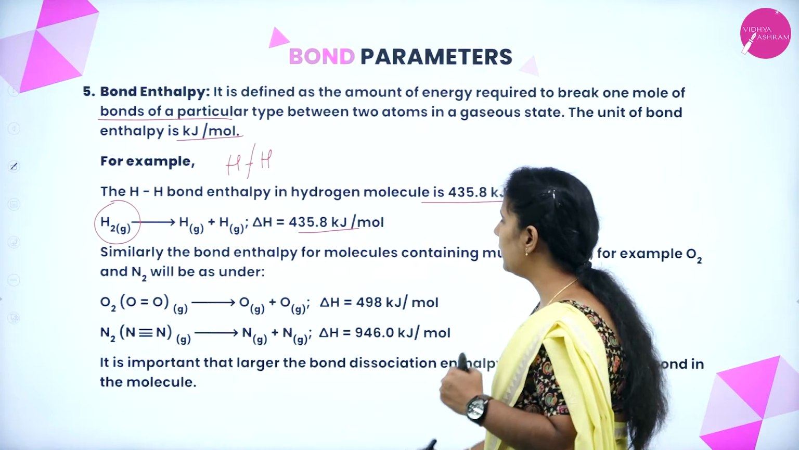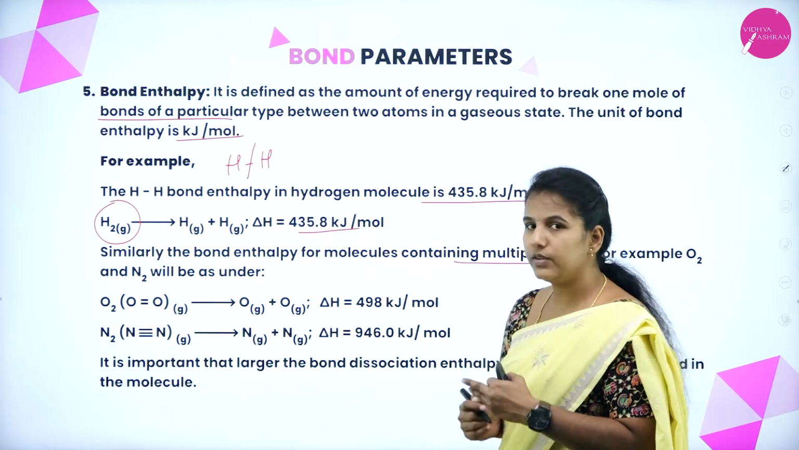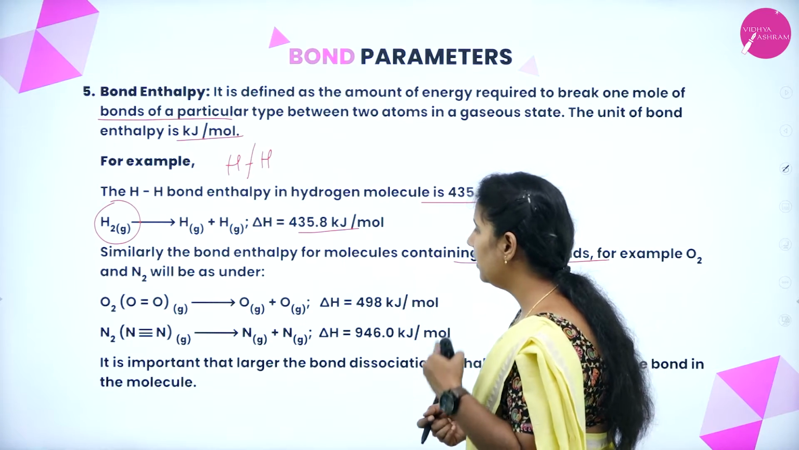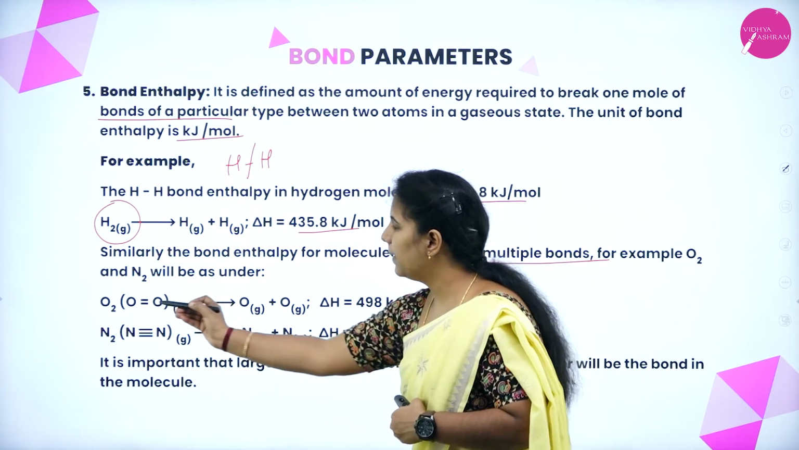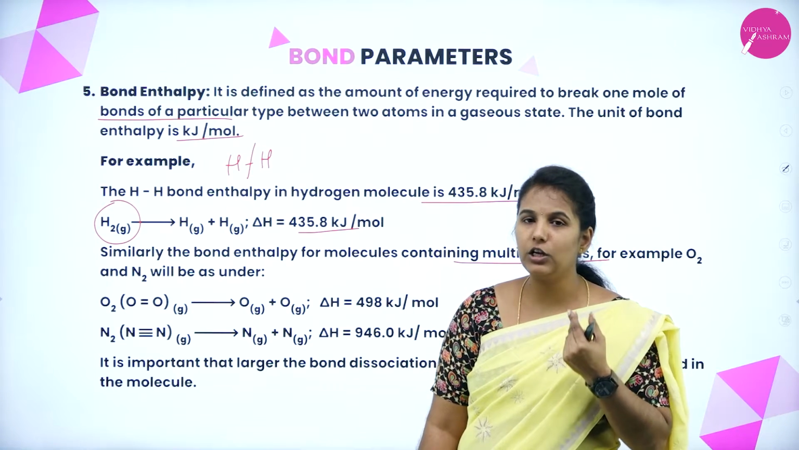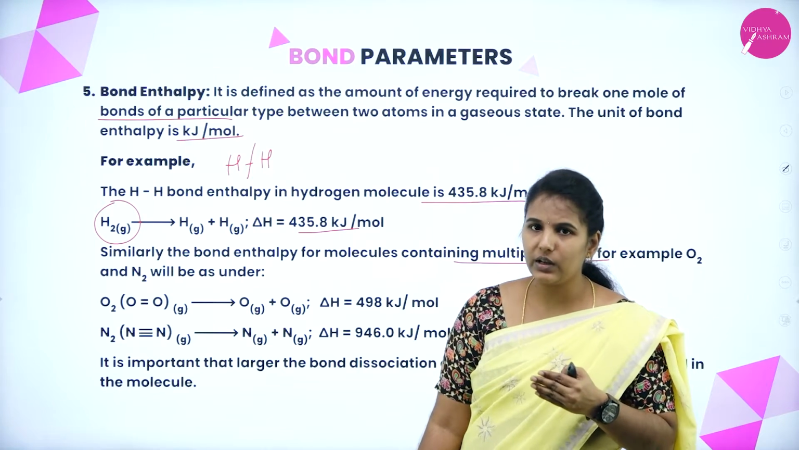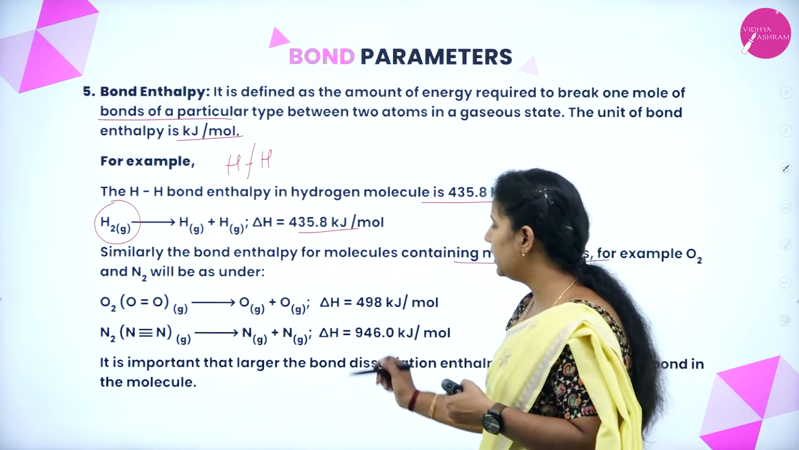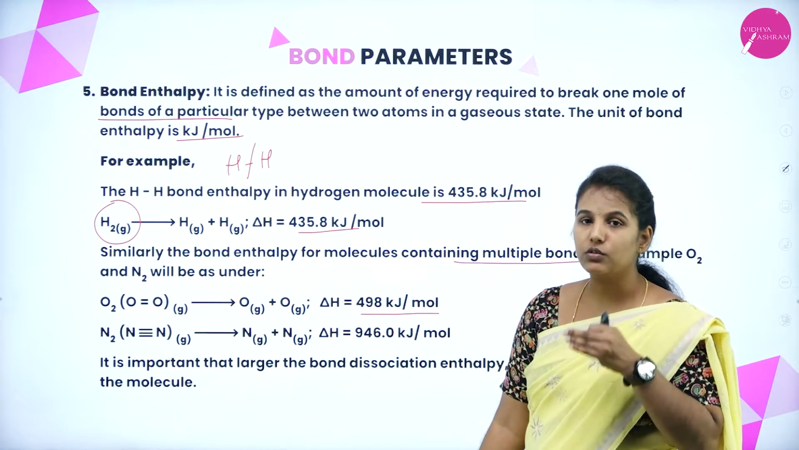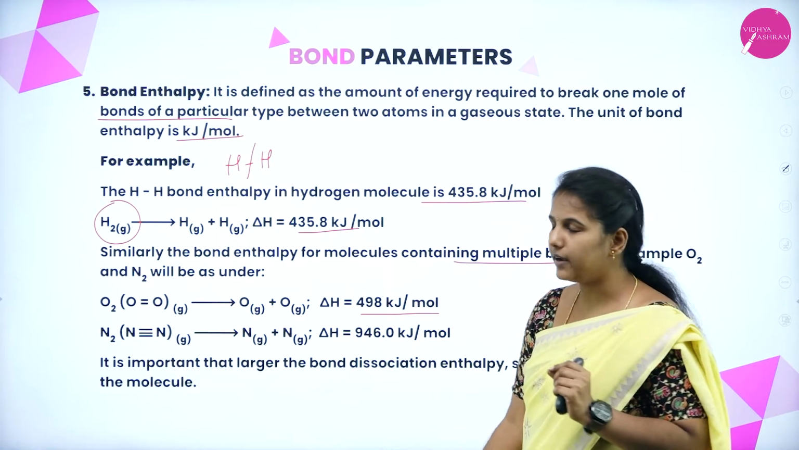Similarly, consider the bond enthalpy for molecules containing multiple bonds. Here I have talked about a single bond. Suppose there is a double bond, what will the bond enthalpy be? You can see that in the oxygen molecule, there is a double bond between the two oxygen atoms. So how do we break that double bond? For that we require some energy, which is 498 kilojoules per mole. This amount of energy is required to break the double bond between the two oxygen atoms.